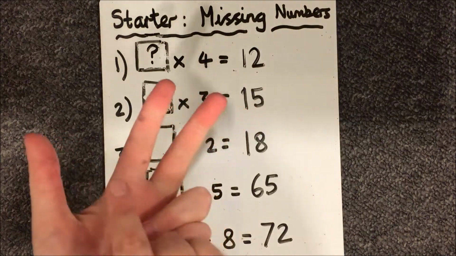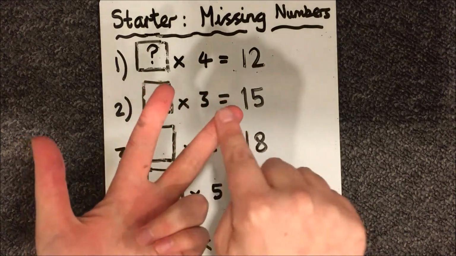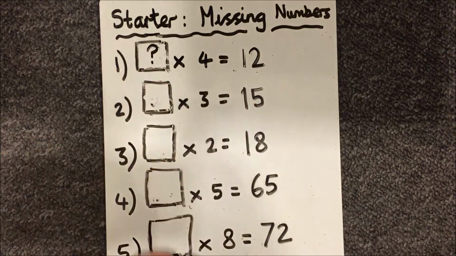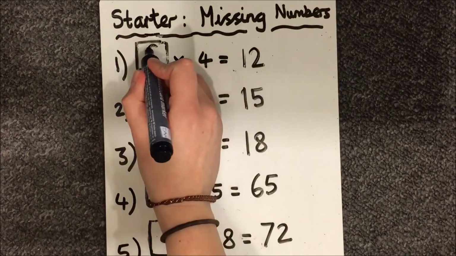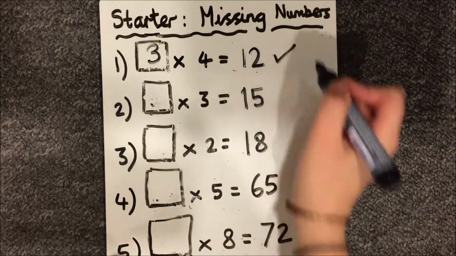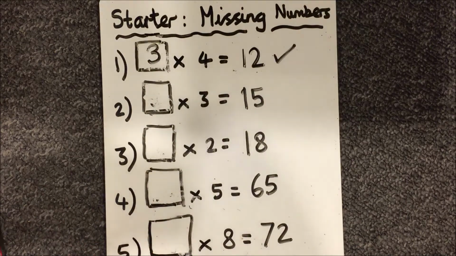I did 1 times 4, 2 times 4, 3 times 4. Each finger is a group. So I can write in here 3 times 4, same as 12. Give yourself a tick if you thought of that with me.